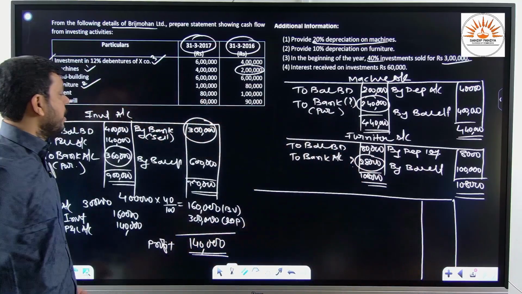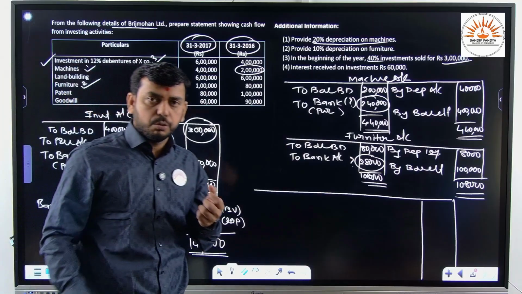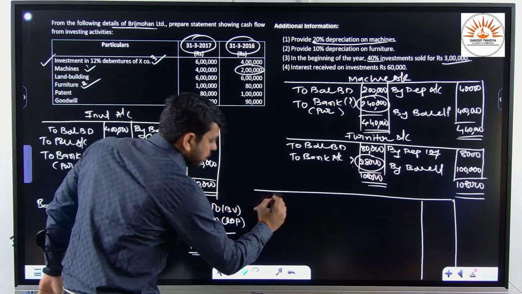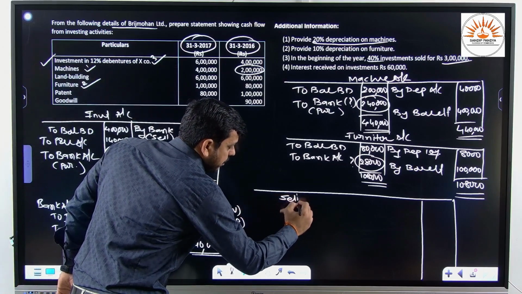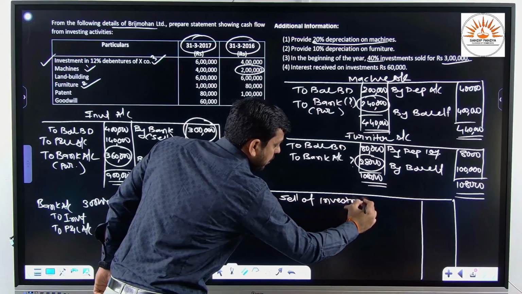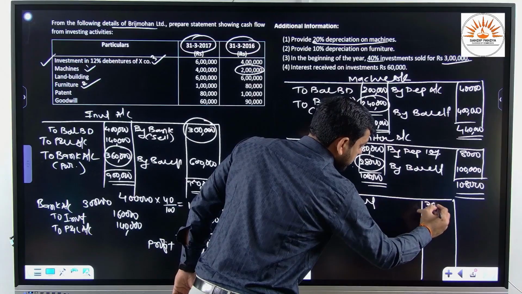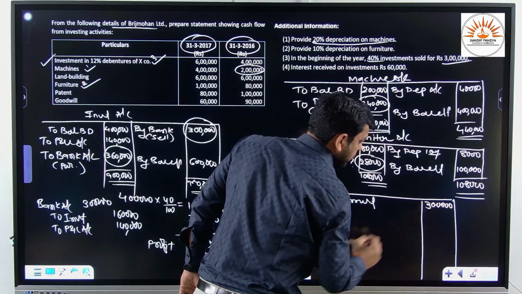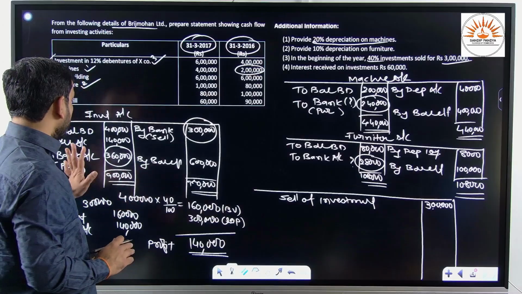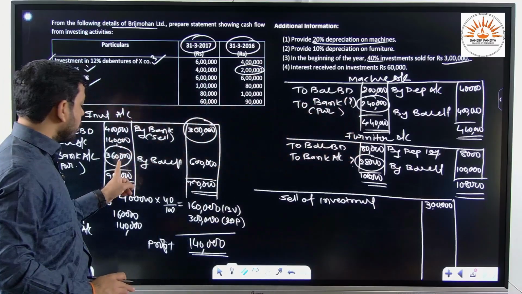So one by one, let's start. First of all, for investment, and always write the positive flow, that is cash comes in. So as I told you, we are selling the investment. So first of all, we shall write sale of investment. What value of investment? That is 3 lakhs. Is there any inflow? So let me just show you. No, this is inflow, this is outflow, this is outflow, and this is also outflow.